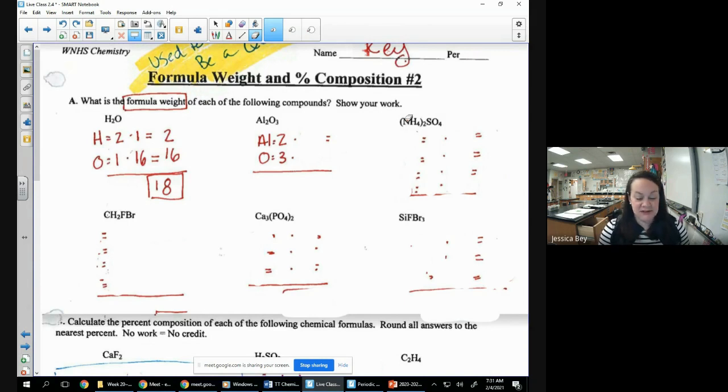Then I get my periodic table out. Remember, rounding to the nearest whole number is fine. Aluminum is 26.98, so I'm going to call that bad boy 27.